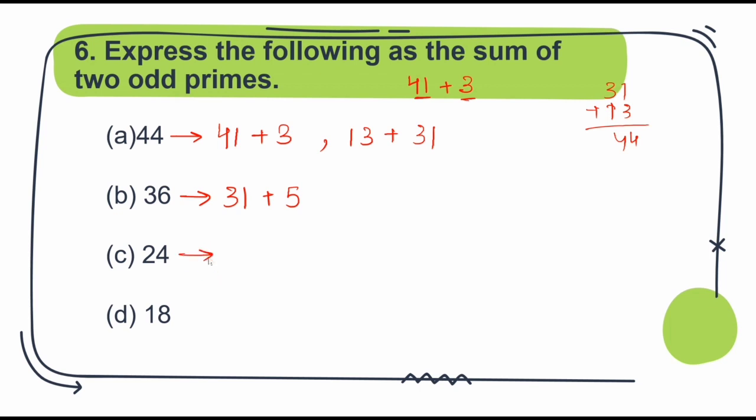Now for 24, the same method: go one by one back and you will get 23. If I say 23 plus 1, it could not be because 1 is not a prime number. Then if I go back, 22, 22 plus 2, not possible because 22 is even. Then 21, 21 plus 3, but 21 is not a prime number, it is a composite number. Then 20, again an even number. Then 19, which is an odd and prime number, and I have to add 5, which is again odd and prime.